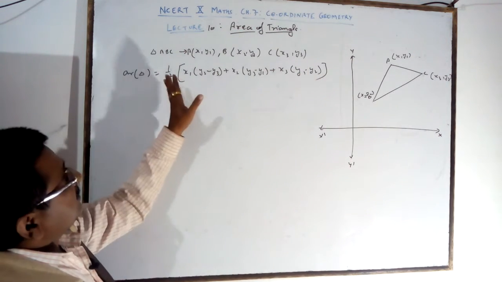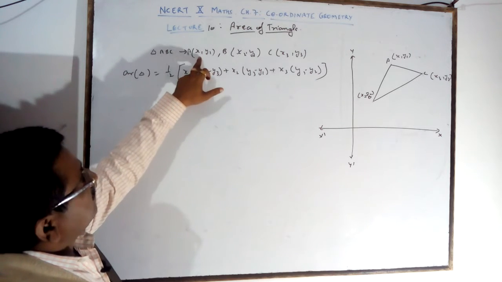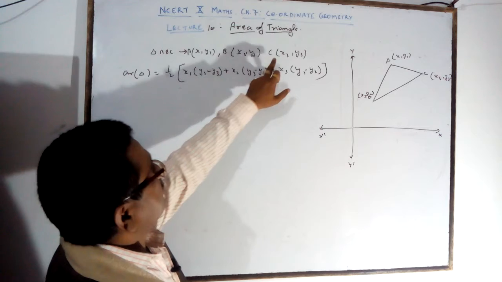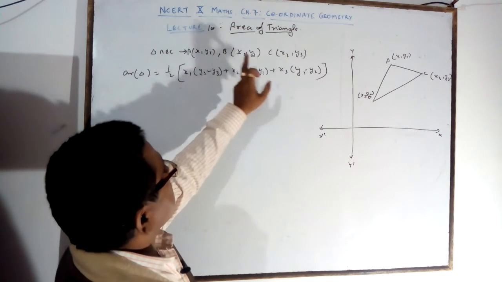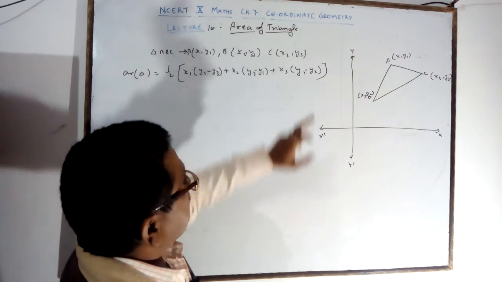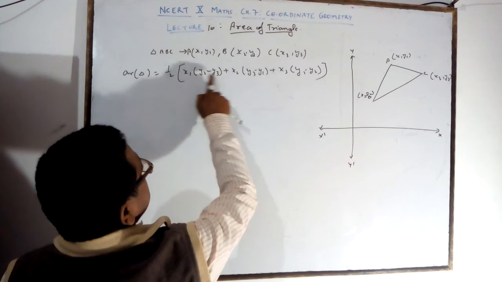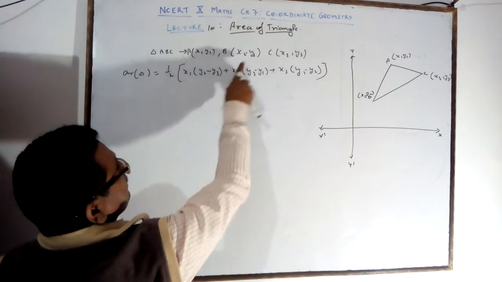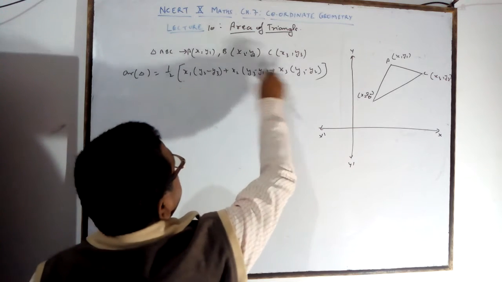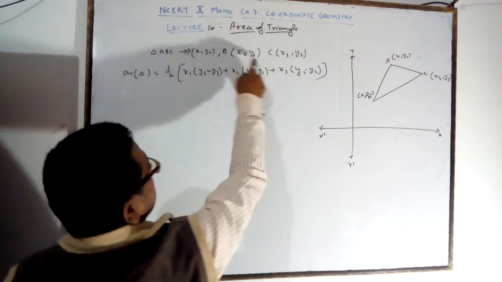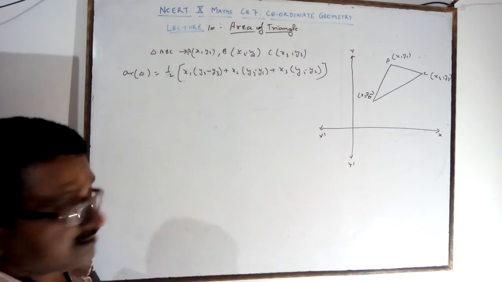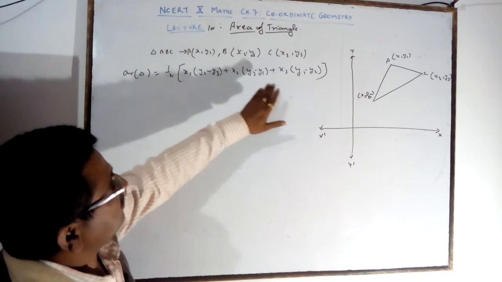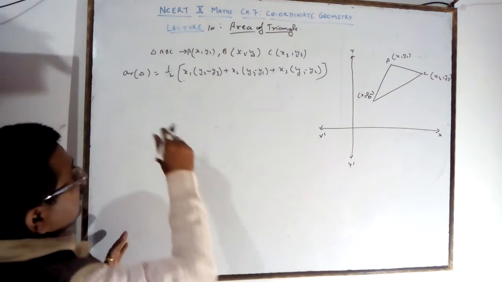Then the area of the triangle is half, bracket start, x1 (y2 minus y3), plus x2 (y3 minus y1), plus x3 (y1 minus y2). You see that whichever x you are taking, in that bracket the y's are taken accordingly. First 1 is taken, then 2 minus 3. 2 is taken, then 3 minus 1. 3 is taken, then 1 minus 2. Very simple to learn. It is seeing very big, but very simple. 1, 2, 3. 2, 3, 1. 3, 1, 2.